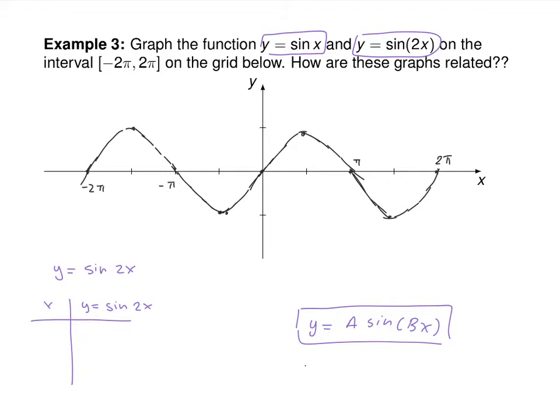So what happens when you plug in 0? You get sine of 0, which is still 0. What's the next number you want to plug in? Pi over 2? Sure. So pi over 2, you get sine of pi, which is also 0. And if you plug in pi, you get sine of 2 pi, which is once again 0. Does that make sense?